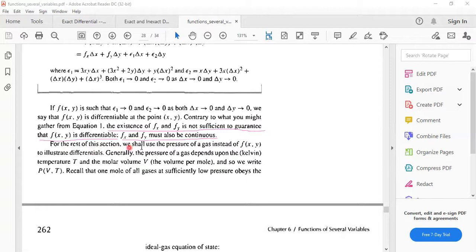For the rest of this section, we shall use the pressure of a gas instead of f of x y to illustrate differential, a physical example. Generally, the pressure of a gas depends upon the temperature expressed in Kelvin and the molar volume, that is the volume of 1 mole of the gas. So we can write pressure as a function of two variables, volume and temperature.